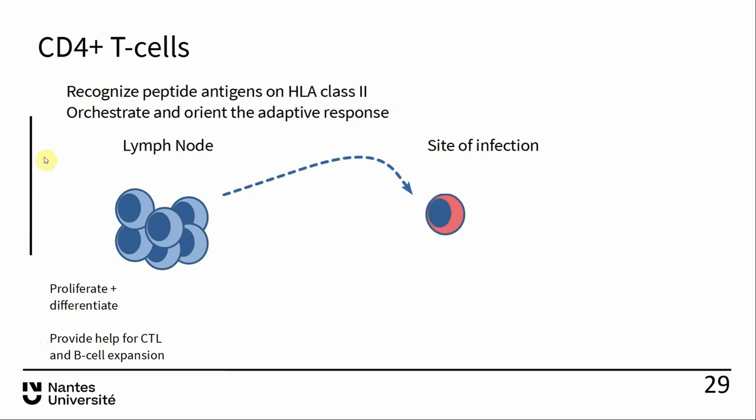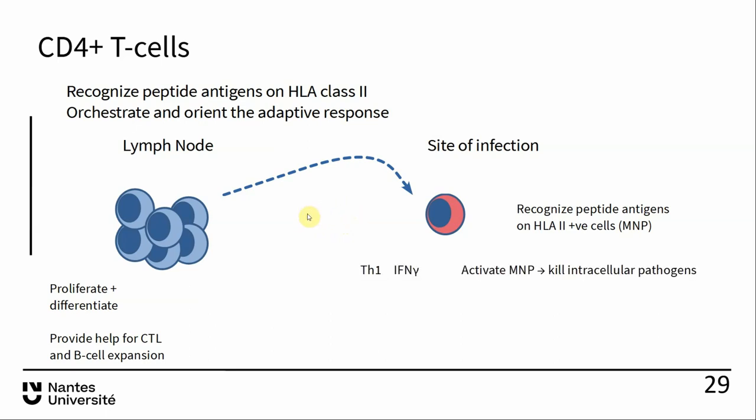However, after activation, these effector CD4 T cells will also migrate to the site of infection, and there they'll secrete effector cytokines if they recognize peptide antigens which are expressed on the surface of the mononuclear phagocytes, which stay at the site of infection. So Th1 CD4 T cells will secrete, amongst other things, interferon gamma, and this will have an important role in activating mononuclear phagocytes, inducing the expression of HLA class 2 on those cells, and this activation allows them to kill intracellular pathogens.